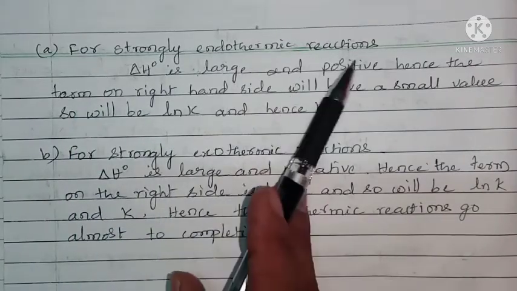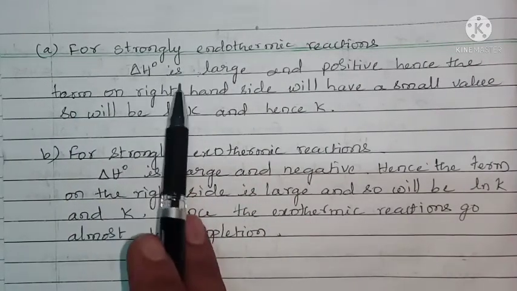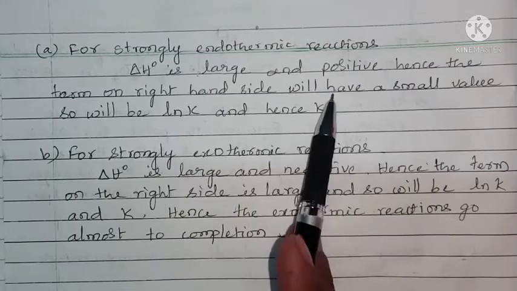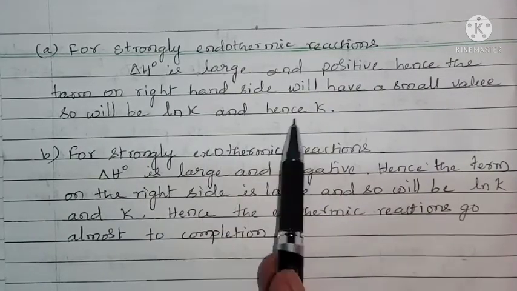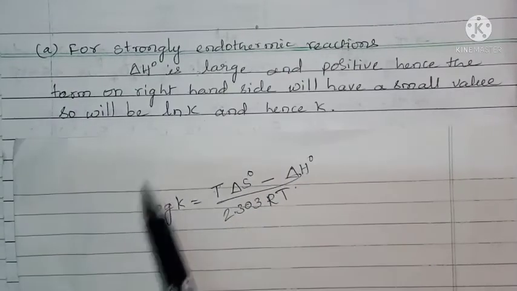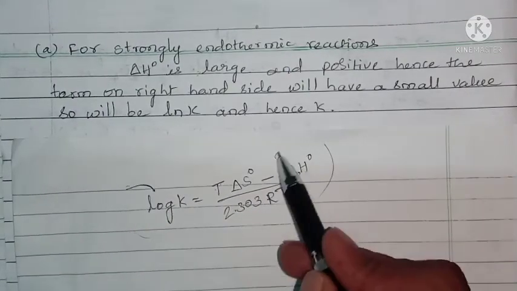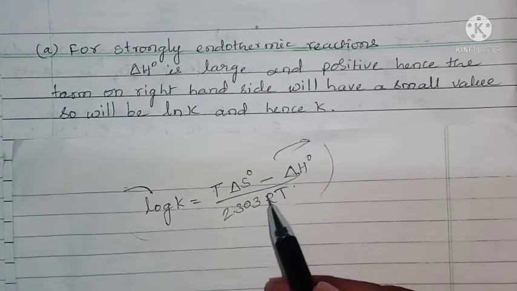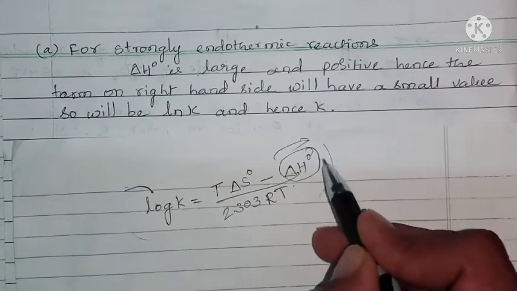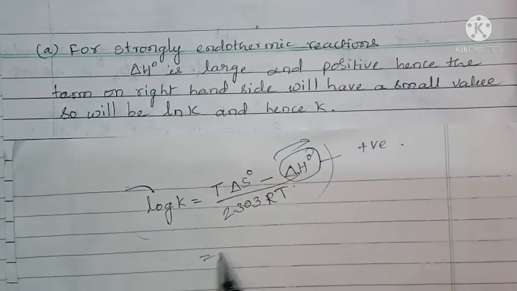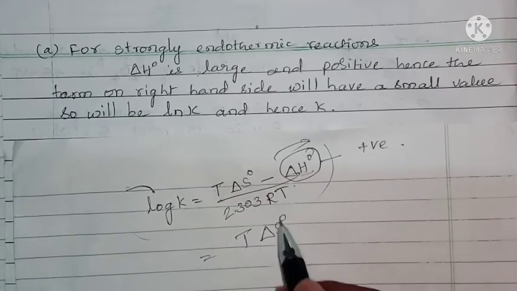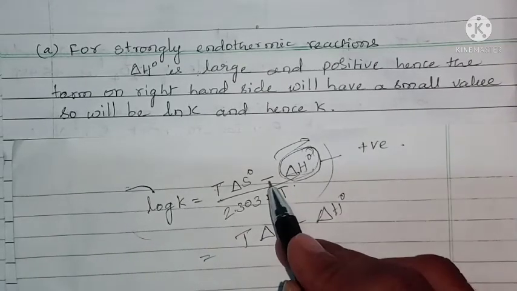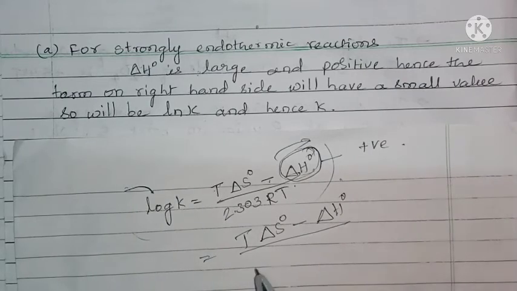For strongly endothermic reactions, delta H naught is large and positive, hence the term on the right hand side will have a small value, so will ln K and hence K. So here, this is the equation, this is the left hand side, this is the right hand side. If our reaction is endothermic, delta H value becomes positive, so your equation becomes T delta S naught minus delta H naught, because delta H naught is positive, so minus is there, so directly this will be the answer.